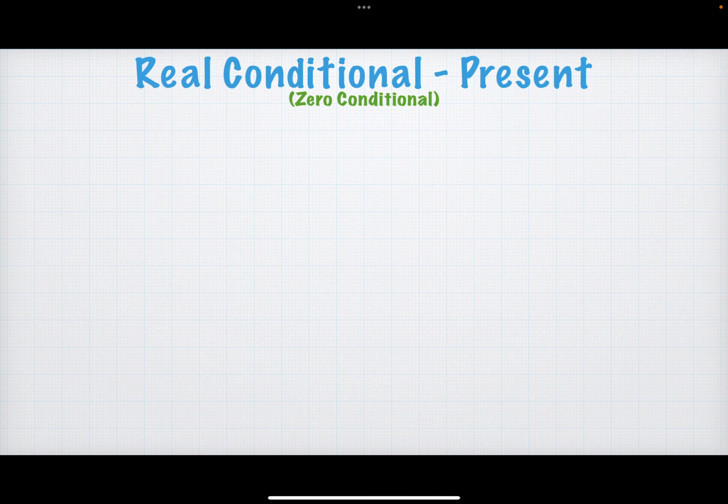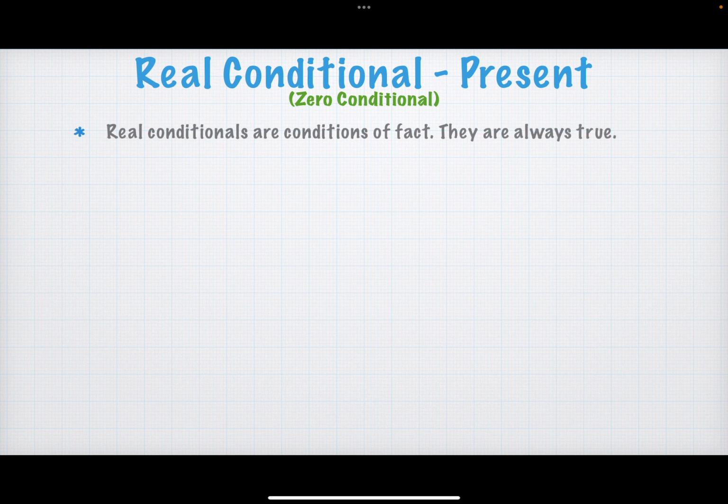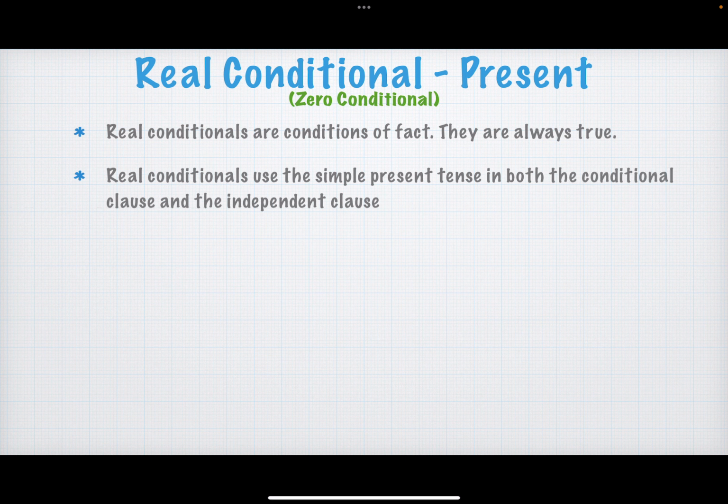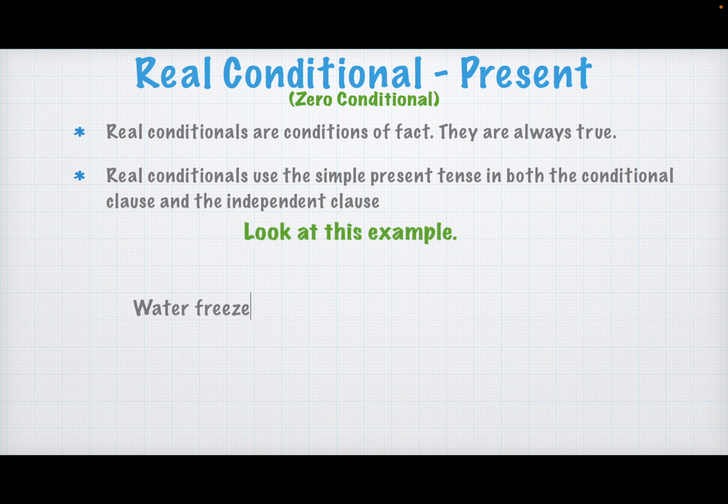So let's first talk about the real conditional for the present, or the zero conditional. These are conditions of fact, meaning they are always true. Real conditionals use the simple present tense in both the conditional clause and the independent clause. Let's look at this example. Water freezes. It turns to ice.